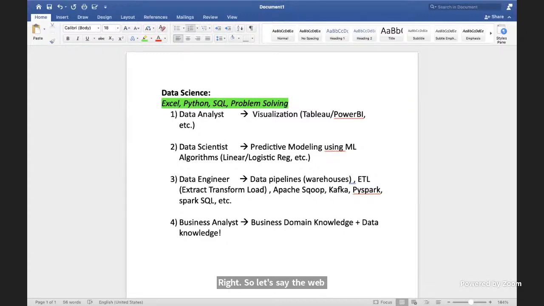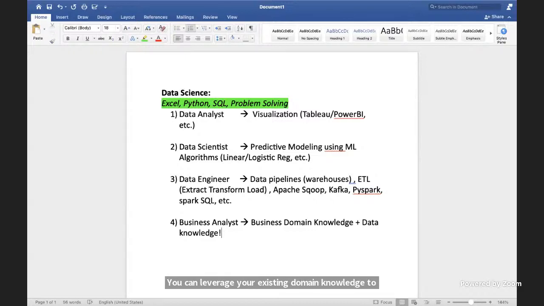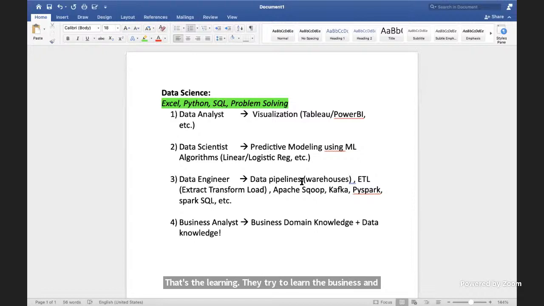You can leverage your existing domain knowledge to change your job into data, but in a business domain. So you would have a bit of an advantage because you are coming with some domain knowledge. So a business analyst is a person who has domain knowledge and couples it with data knowledge. In freshers' case, they might land a job as a business analyst with zero business knowledge. So that's their learning curve. They try to learn the business and move forward with it. Clear, everyone?